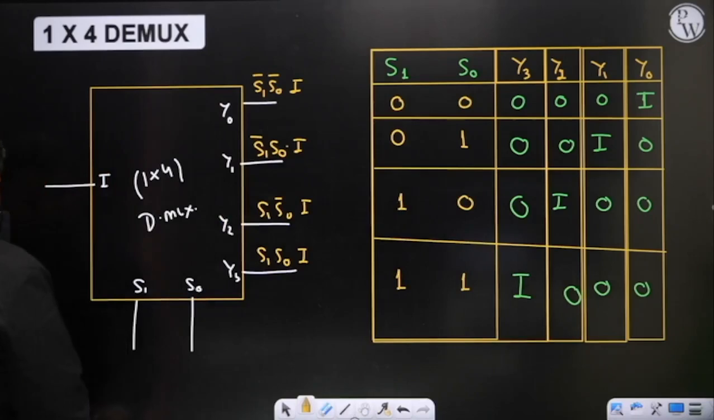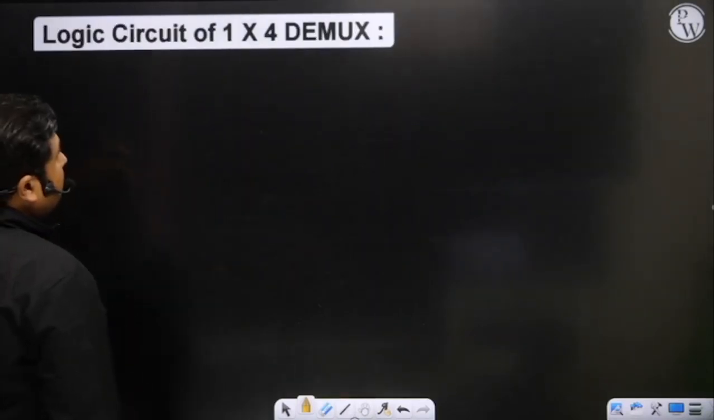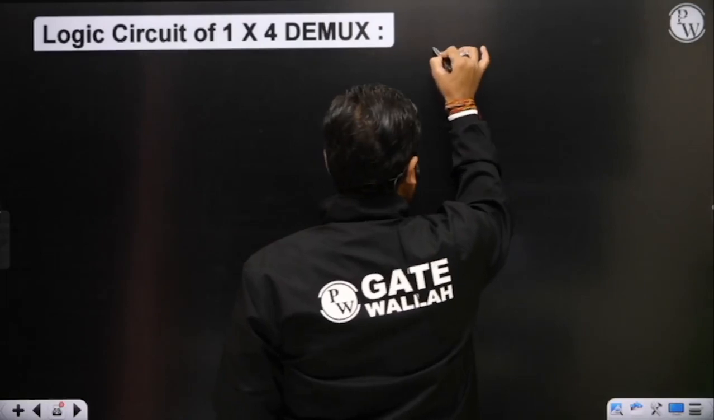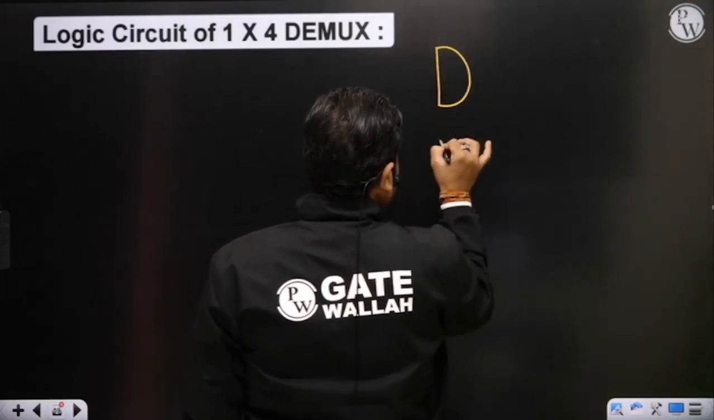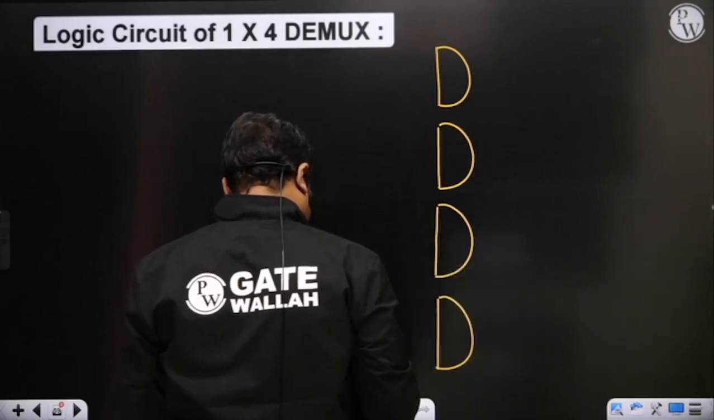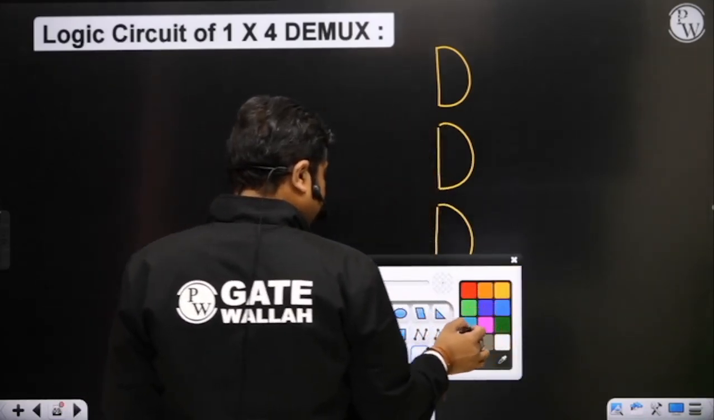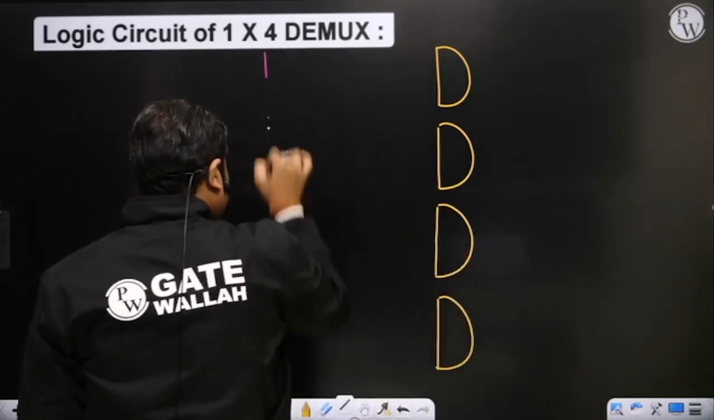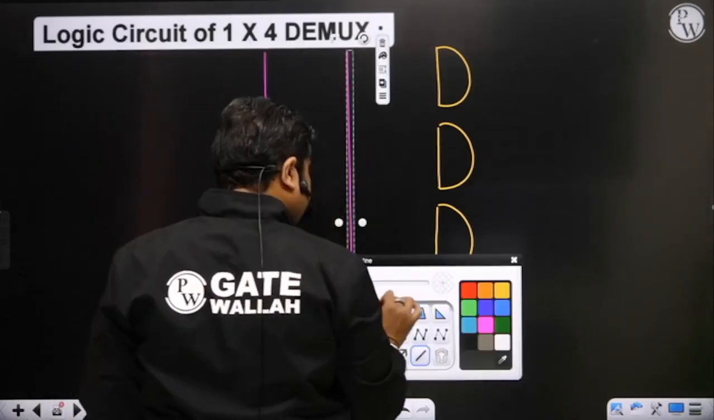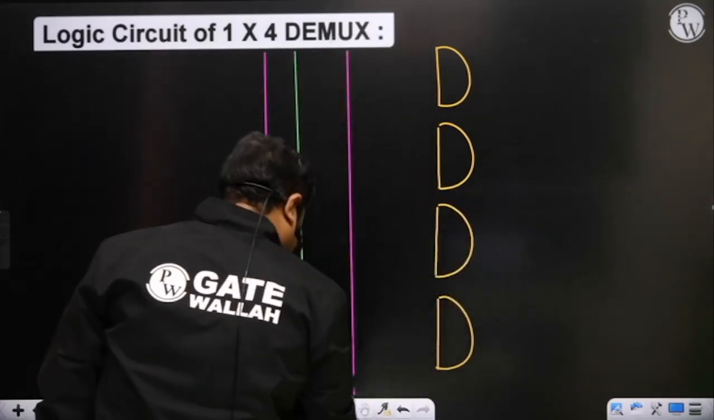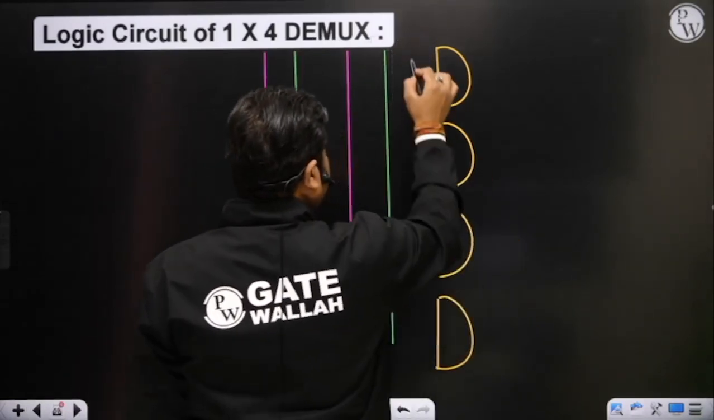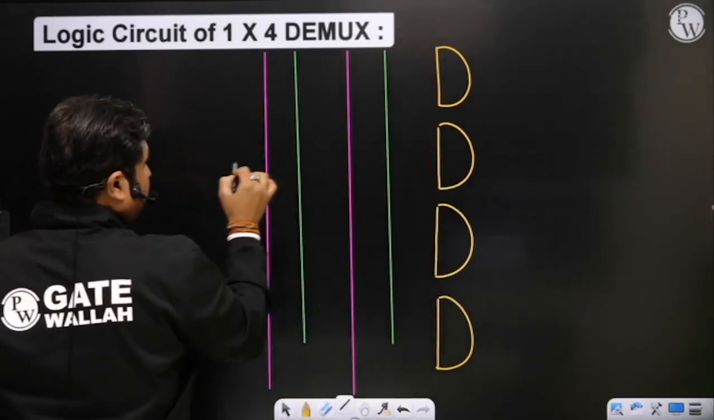So next is your circuit implementation. Truth table is done. Next is your circuit implementation. So we need 4 AND gates: 1, 2, 3, 4. Sir, we have S1, S0, S1 complement, S0 complement, and we have one input line also, sir. So you need to draw one input line also, representing the input line here.